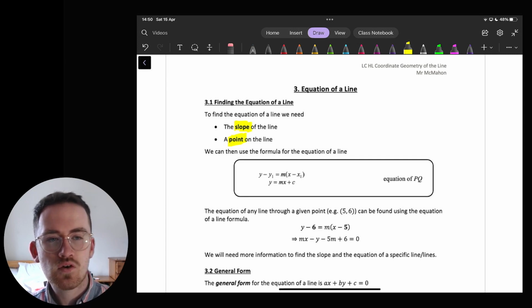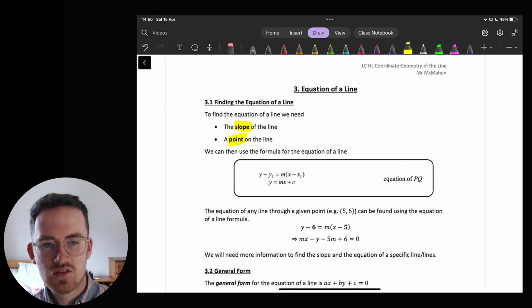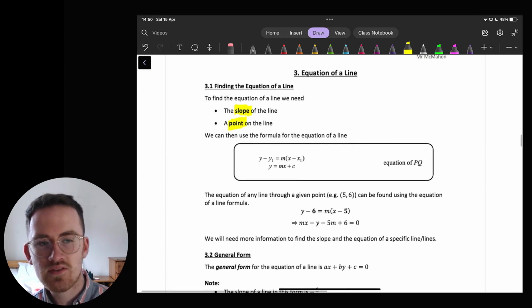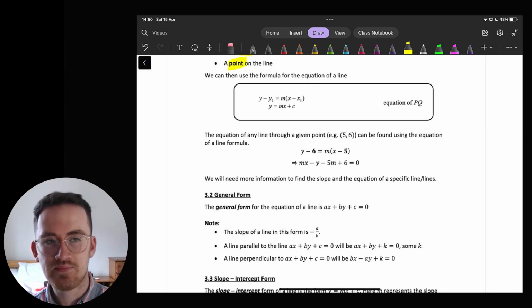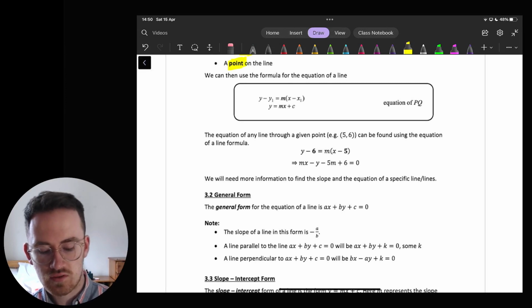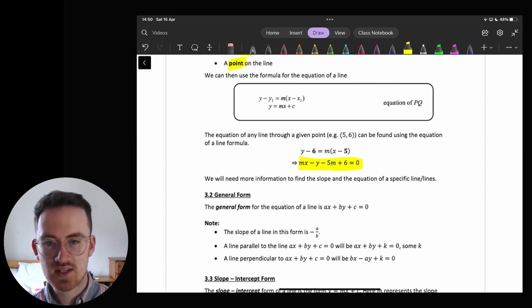We can then use the formula to find the equation of the line. That's the formula that's in your log tables. If we're given a point and we want to find the equation through that point, then we just sub the point in and we get a general form like this one, where m is our slope, and m, in this case, is unknown.